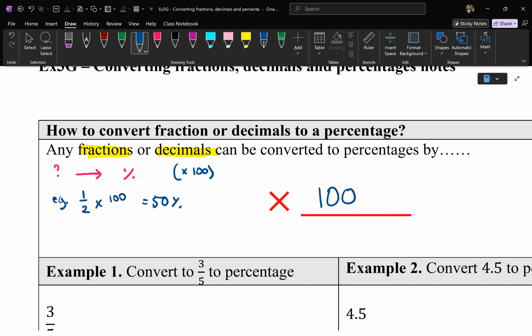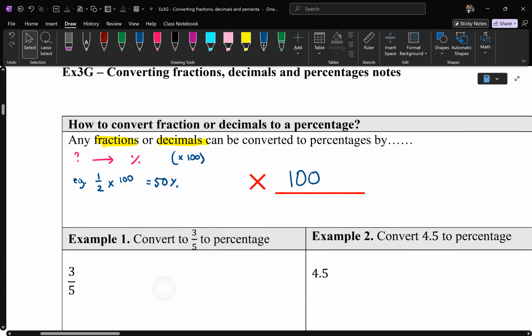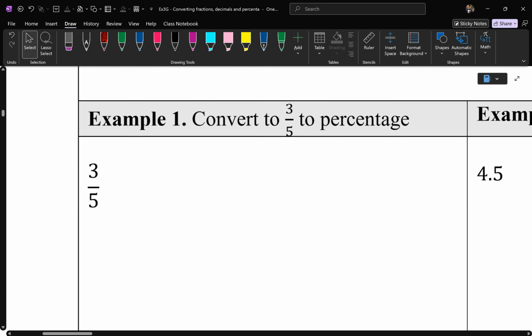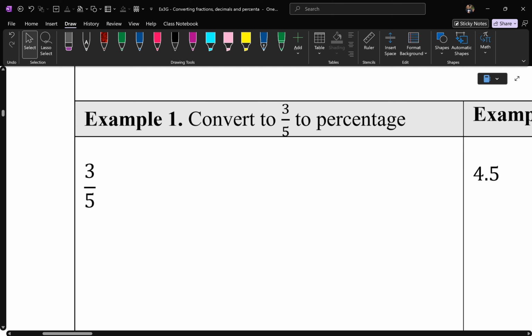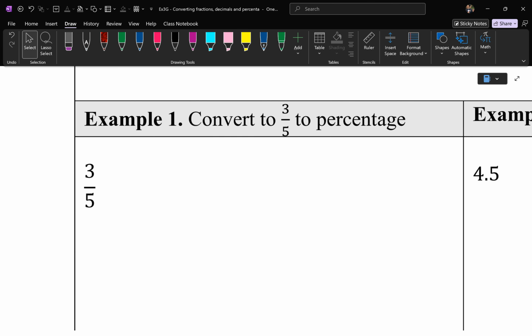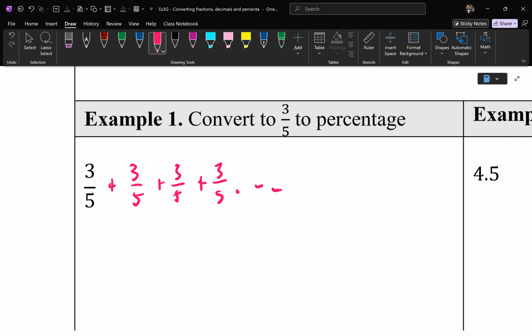Yeah. So that is the first skill that we're going to start off with. So let's say this example 1. Example 1, convert this fraction to a percentage. You got 3/5. It's a fraction. If I have 100 of them, that would be my percentage. So how do you get 100 of them? Instead of doing 3 over 5 plus 3 over 5 plus 3 over 5, and you do it 100 times, that takes too long. We learned that repeated addition is actually the same as multiplication. So instead of adding it 100 times, we then do times by 100.